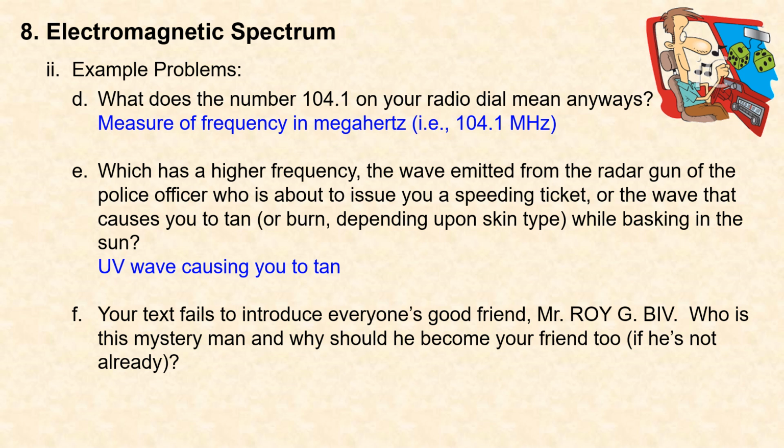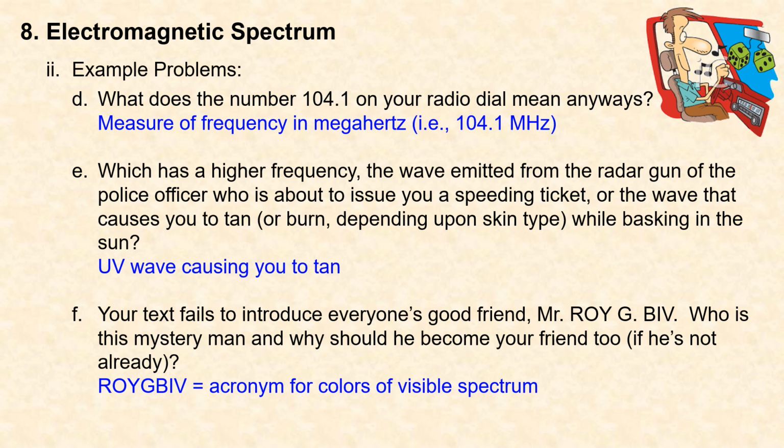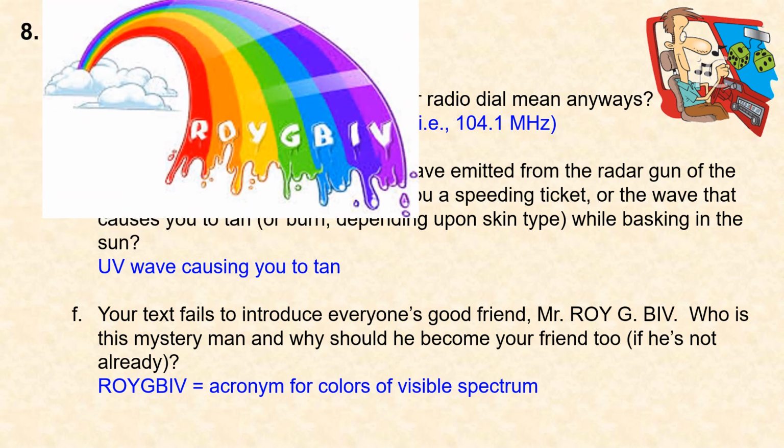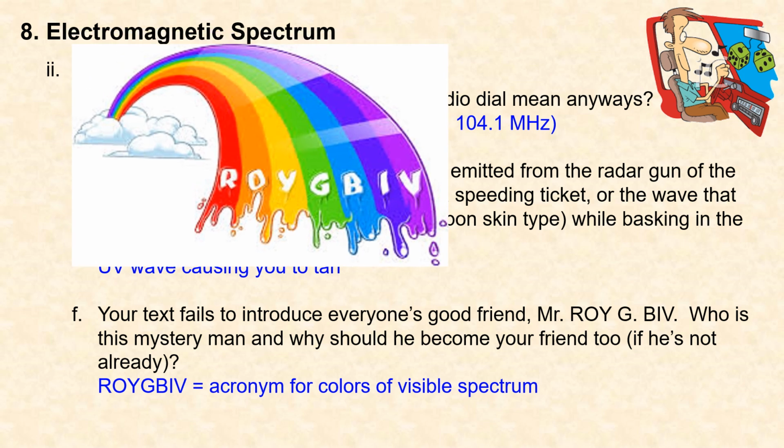And lastly, it says your text fails to introduce everyone's good friend, Mr. Roy G. Biv. Who is this mystery man, and why should he become your friend too, if he's not already? I'm guessing that some of you have met Mr. Roy G. Biv at some point in your science education. Well, Mr. Roy G. Biv is the acronym for the colors in the visible portion of the electromagnetic spectrum, right? As this illustrates, red, orange, yellow, green, blue, indigo, violet. That is a good way to remember the chronology.